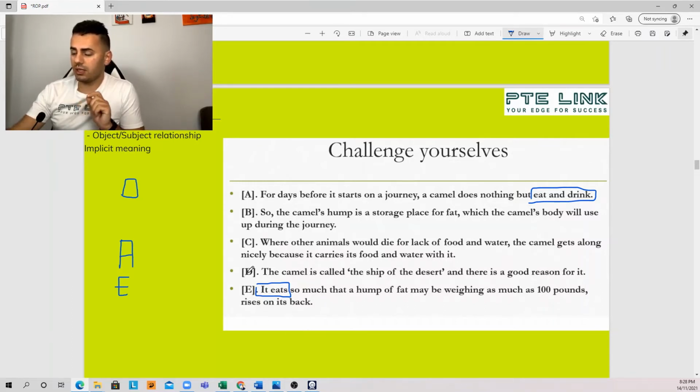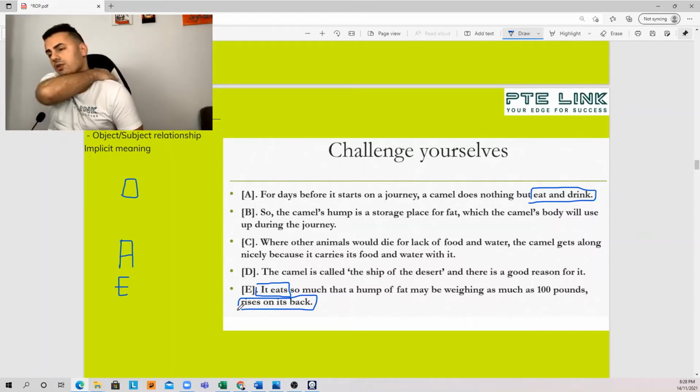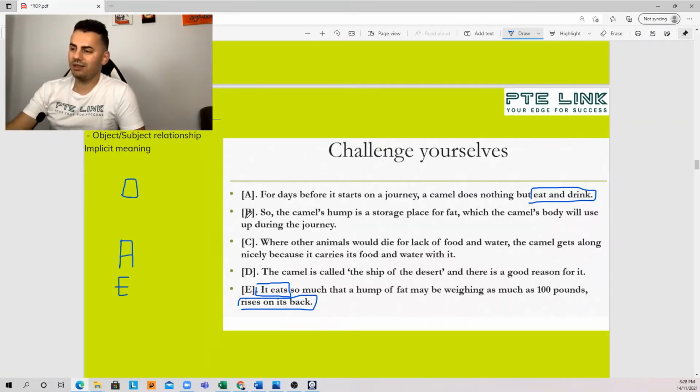Not only this, even if you keep reading E all the way till the end, "rises on its back." What does rise on the back? Yes, you can see it here at the beginning of B. So the camel's hump. So I would say B comes here. So we are almost done using this tip. I only have C now.